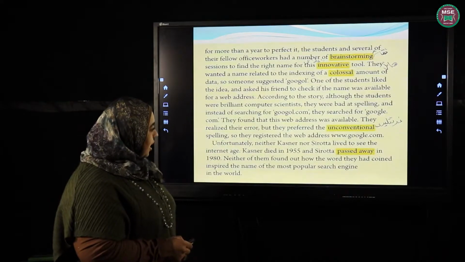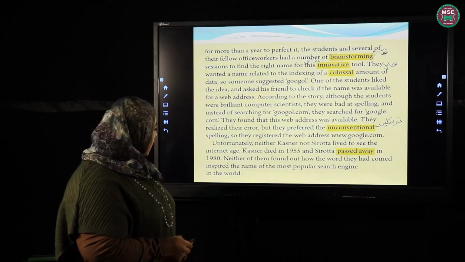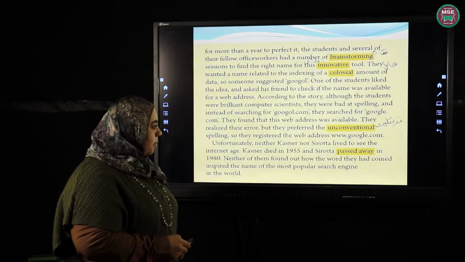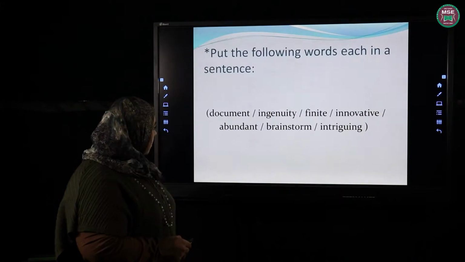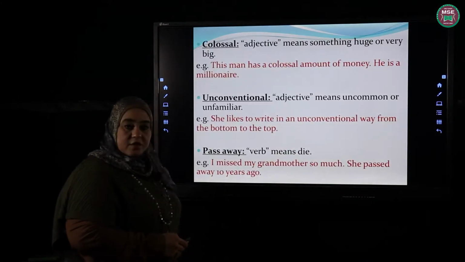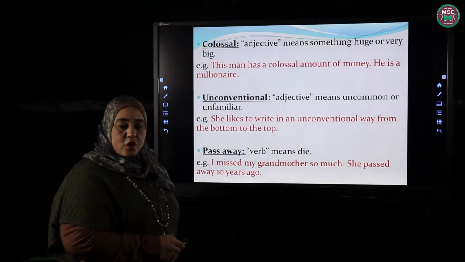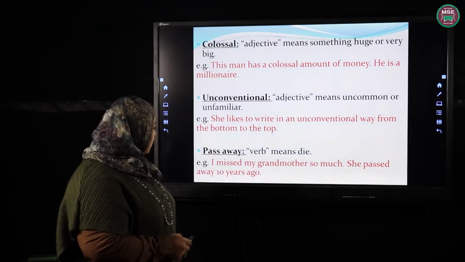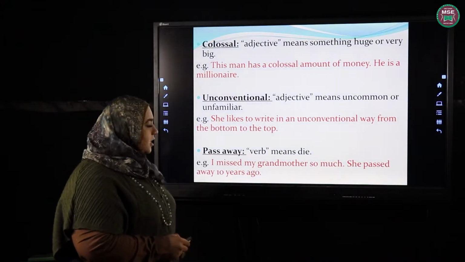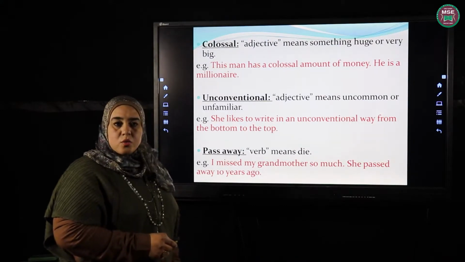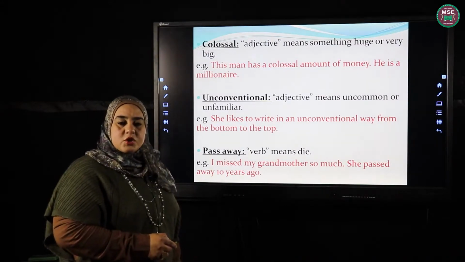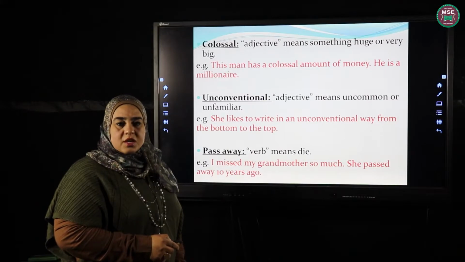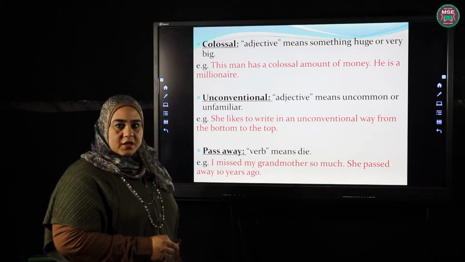The last word we have, passed away in 1980. Passed away. It's a verb, means die. I missed my grandmother so much. She passed away 10 years ago. When you need to say that this person died without saying this word, you can use the words passed away.